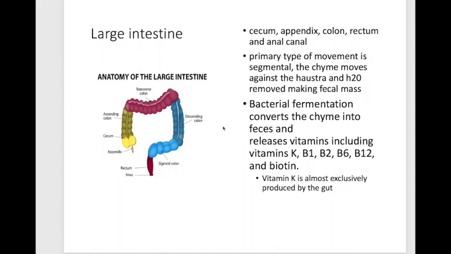And then it's a propulsive movement in the proximal to distal contraction of the several haustral units at one time. And then peristaltic movements also occur and promote emptying of the colon. So there is a lot of bacterial fermentation, which converts the chyme into feces and releases the vitamins. That includes vitamin K, the B vitamins, and biotin.